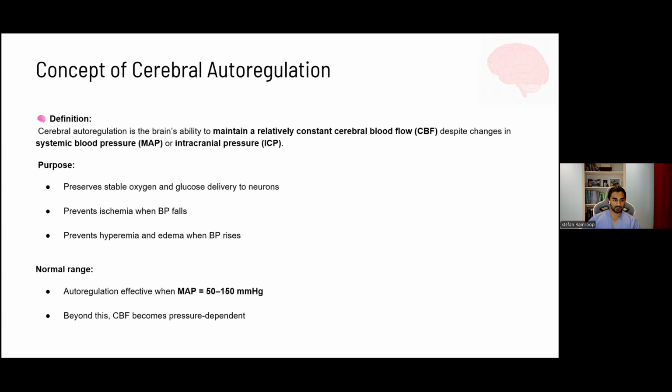Firstly, cerebral autoregulation is defined as the brain's ability to maintain a relatively constant cerebral blood flow despite changes in the systemic blood pressure, the MAP, or the intracranial pressure, the ICP. It's the brain's own way of keeping the internal pressure stable by providing a stable supply of oxygen and glucose to the neurons while preventing both ischemia and swelling. Typically, this works well when the MAP is between 50 to 150. Below and above that is when you start to get ischemia or hyperemia and vasogenic edema.